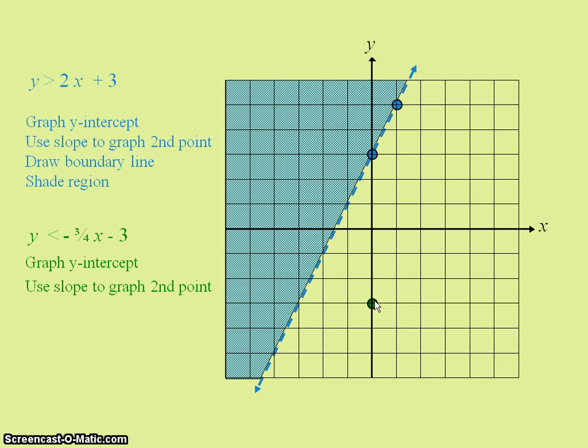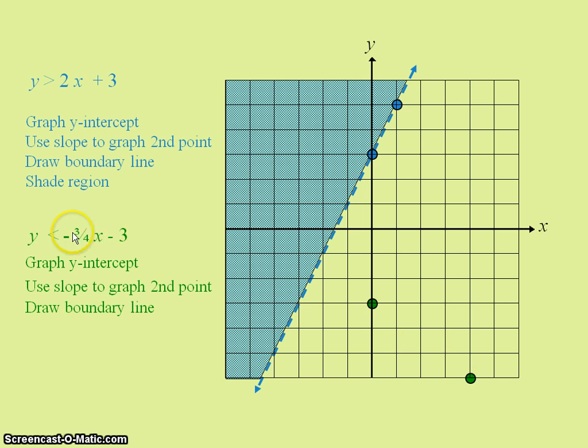Okay, then we're going to use that slope to get another point. The slope is -3 over 4. So from this point, we're going to go down 1, 2, 3. Now it's over +4, so we go to the right. 1, 2, 3, 4. And there it is. So these points go down left to right because the slope's negative.